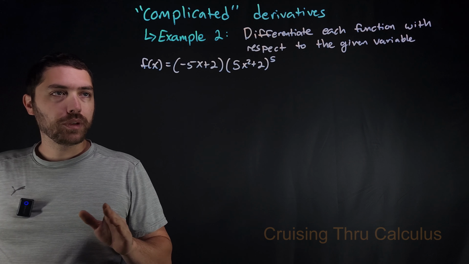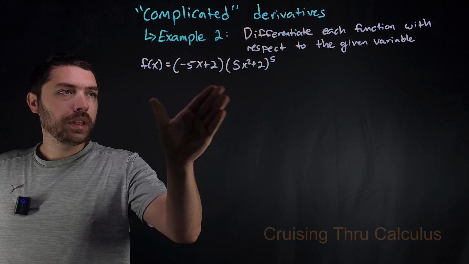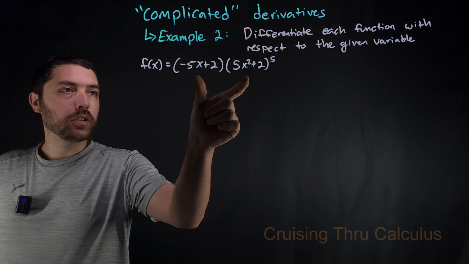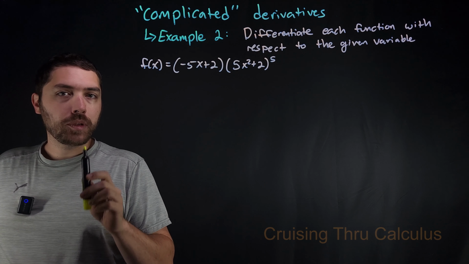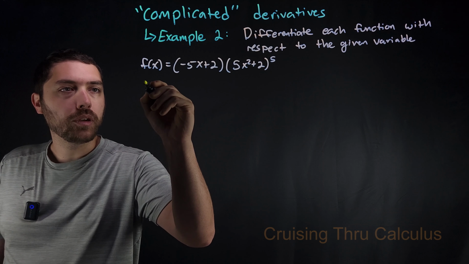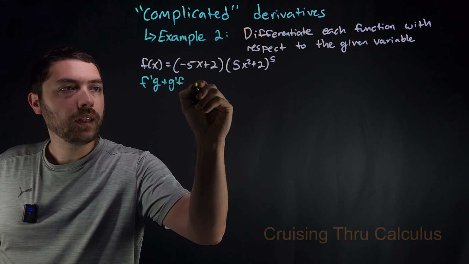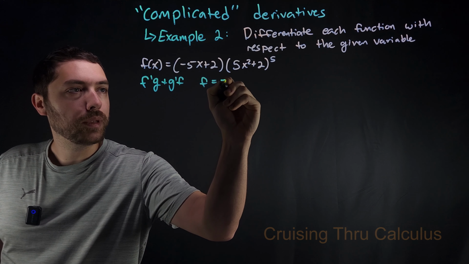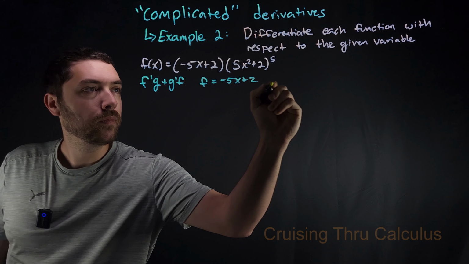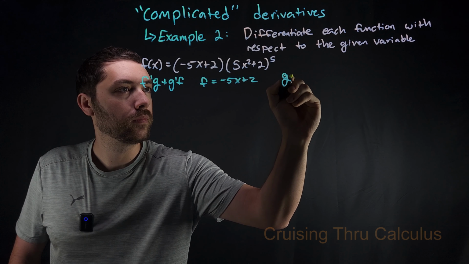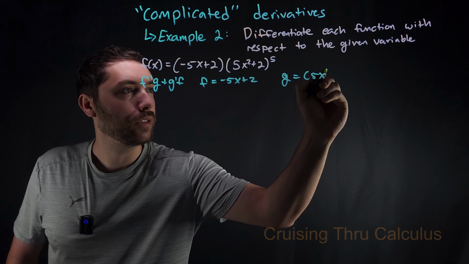Let's see if we can find the derivative of this function here. The very first thing I notice is that we're multiplying these two pieces, so that tells me we need to use the product rule. Let me write down the product rule here. Then let me identify the two pieces that are being multiplied, and then we're going to find their derivatives.